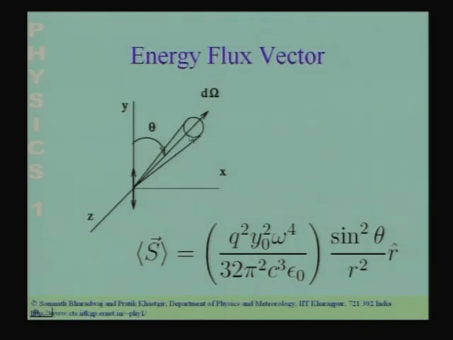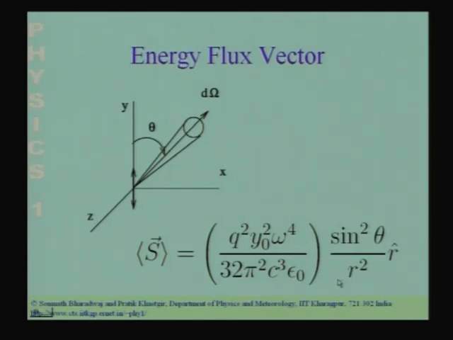So, if I am over here, it will be pointing radially outwards. The radial direction is defined by the position of the dipole and my position. So, if I am looking here, I have to draw the radial line from the position of the dipole to this point here, and the energy flux vector points in this direction, and this gives you the magnitude. The magnitude of the energy flux vector falls as 1 by R square.